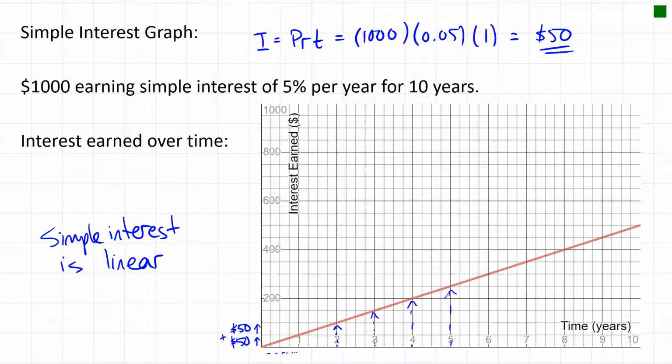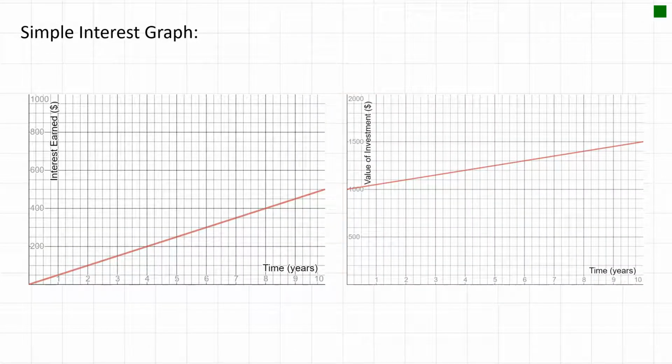And this is going to be different than the next type of interest we talk about, which will be called compound interest, but we're not there yet. But I want to just give you an indication of what the growing money looks like. And I want to give you another view of that as well.